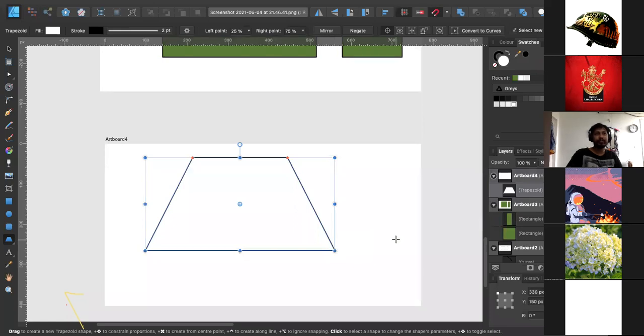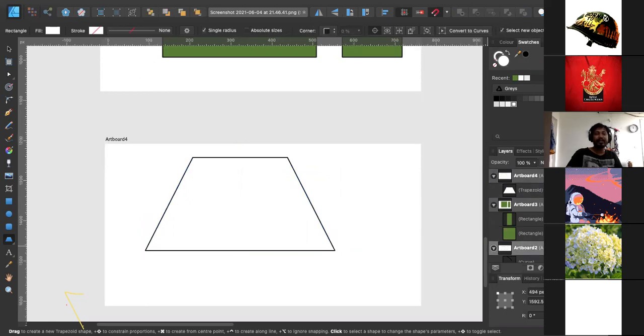Sir, can I say? Yeah, go ahead. Sir, it's a, oh okay, I thought it has five sides. I think it's a trapezium. Yes, it's a trapezium. Trapezium has these two sides parallel to each other. The other two sides are not.